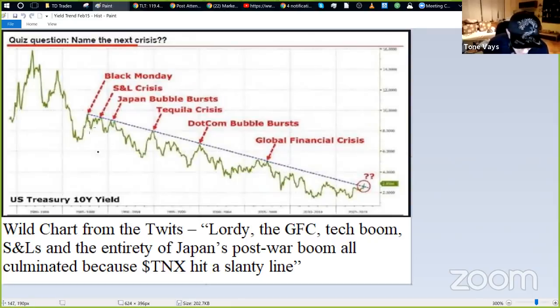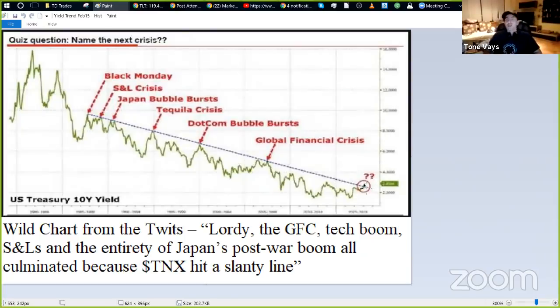So here are all the crises that have been lowering the interest rate, okay, from the 20% that it hit back in 1980. And here we go. Black Monday, S&L, Japan bubble, Mexico, dot-com bubble, and the housing crisis, the global financial crisis. Right. So there we go. And we're breaking above this trend line. Yields are rising, guys.